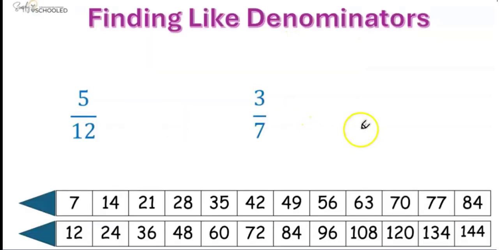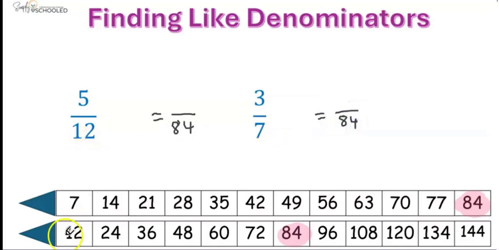I'm going to end with one more example because this just takes a lot of practice. Here we have 5/12 and 3/7. So I have my multiple strip for 7 and my multiple strip for 12. Now I have to find the very first like multiple. Boy, this one, oh, I got to go clear over here. It's 84. That one took a while, didn't it? Okay, so now I know that my new denominator is going to be 84.